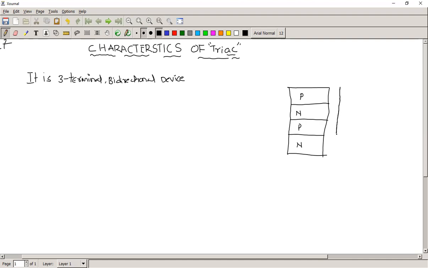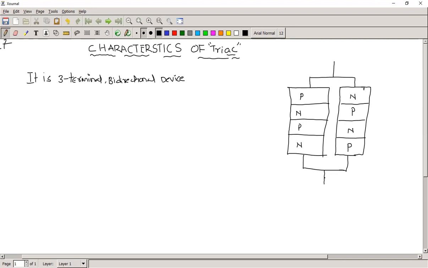Again here, I have taken one more PNPN device. It is also a symbol. This is P, N, again P, N. See, these two layers are connected and we have taken one point. In the same manner here also we are connecting the two layers and taking a point.